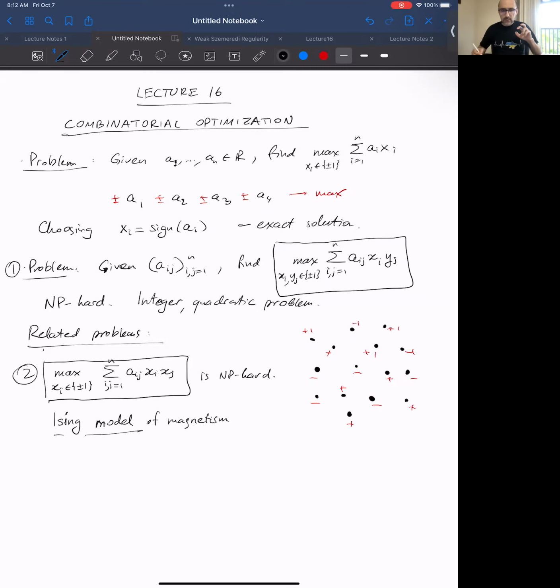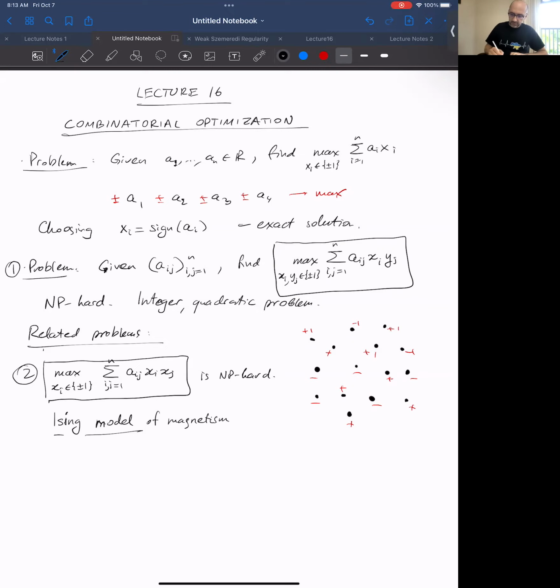The atoms interact and derive their energy from the interaction between the atoms. If the spins are the same, let's say plus and plus, the energy, I think, increases. If the spins are opposite, the energy decreases, something like that. So the total Hamiltonian, the total energy, is just a quadratic form. Let me write this down.